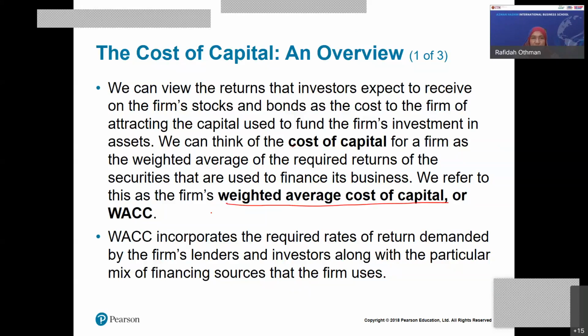Weighted average cost of capital means a weightage of the components of the capital. For example, if it is 20% debt, 30% preferred stock, and 50% common stock.